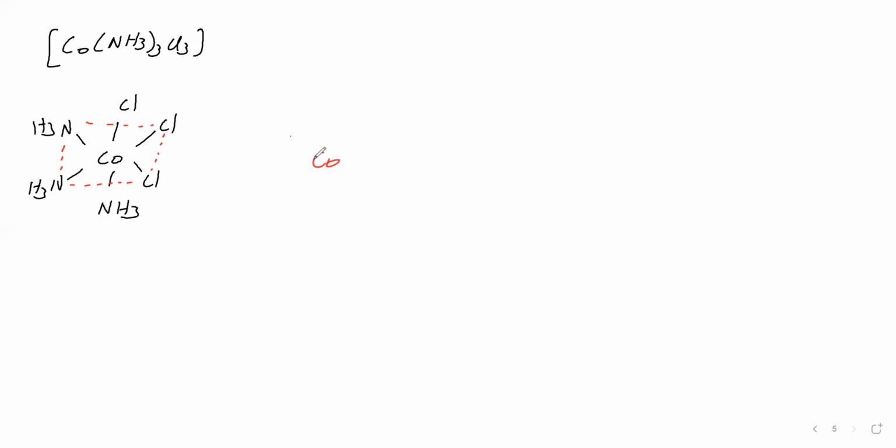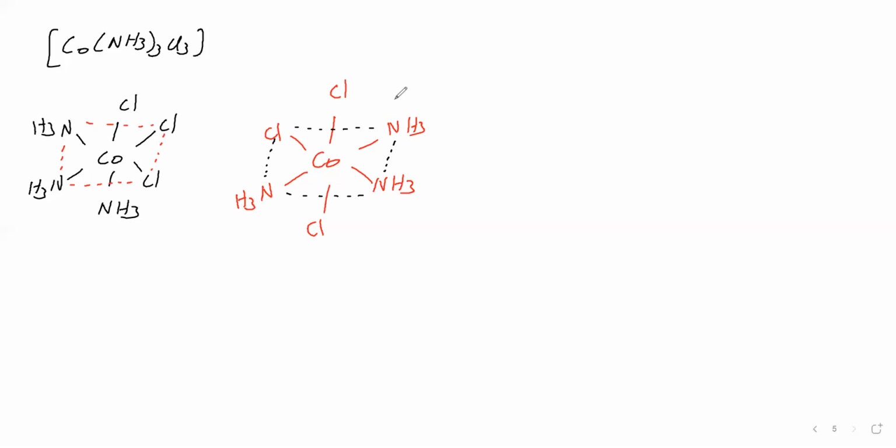Now Co we have written. Now I will write a Cl like this. Cl like this I have written. Then NH3 I will write. That square planar we are mentioning like this. Okay. Now this Cl is adjacent to this Cl. This Cl is across this Cl. Then can we say trans? No. Therefore, here we cannot say cis trans isomerism.